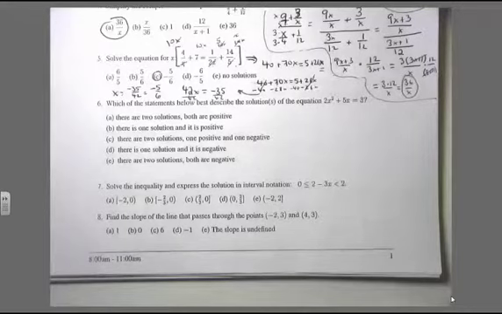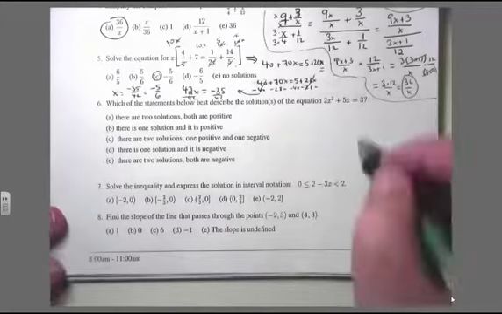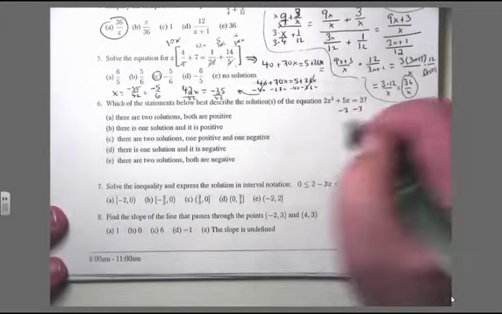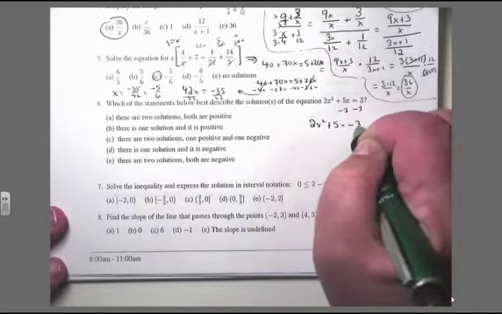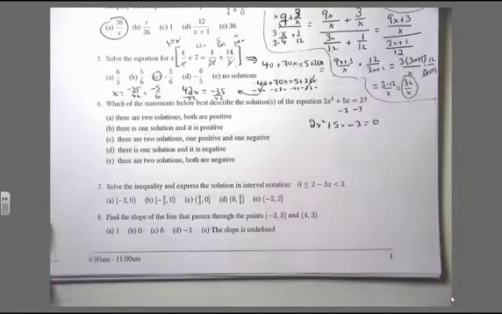But how do you solve a quadratic equation? First thing you should do is what? Set it equal to your favorite number, which is 0. Good. So I'm going to subtract 3 from both sides. That gives me 2x squared plus 5x minus 3 equals 0.